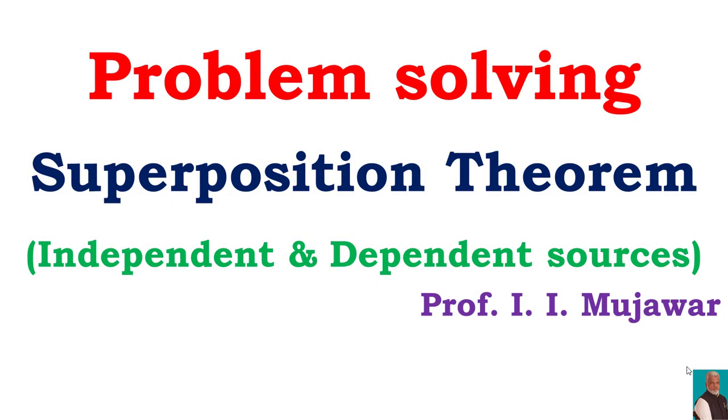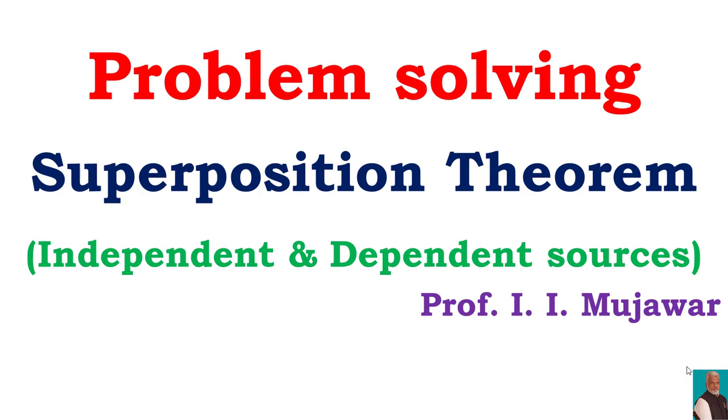Today we will solve problems based on the superposition theorem. This category of problems includes independent and dependent sources. Here, the point to be remembered is that dependent sources cannot be removed. As far as independent sources are concerned, we can remove those sources.